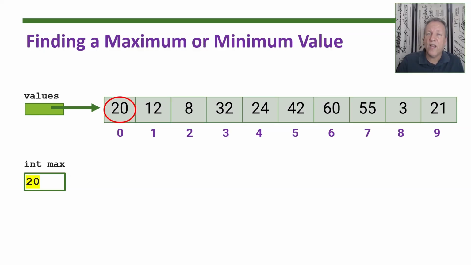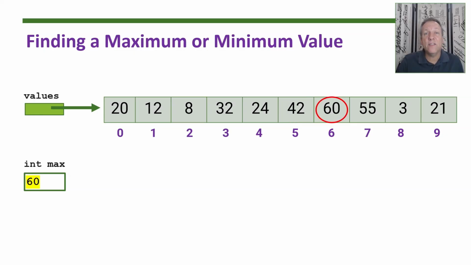Now, these are primitive types, so we know we can just use the greater than logical operator. We'll traverse to 12. 12 is not greater than 20, so we're not going to do anything. 8, also not greater than 20. 32 is greater than our current max. So now max becomes 32. 32 is our new maximum value. 24, not greater than. 42 is greater than. So now you can see 42 becomes our new max.